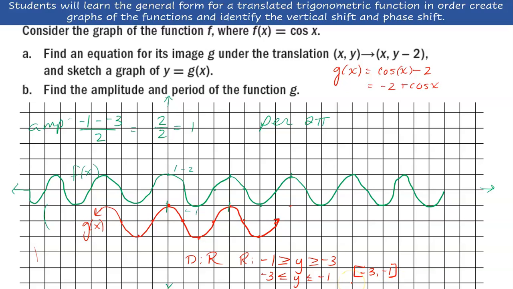So how did I know that? Well, I knew that because I graphed it. But without graphing it, I could have known it, because my range for cosine goes from -1 to +1. And all we did was move it down 2. So we just subtracted 2 from our min and max. So 1 minus 2 is our -1. That's our max. -1 minus 2 is our min. That's our -3.